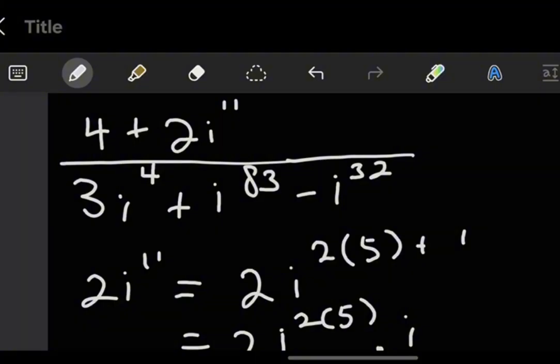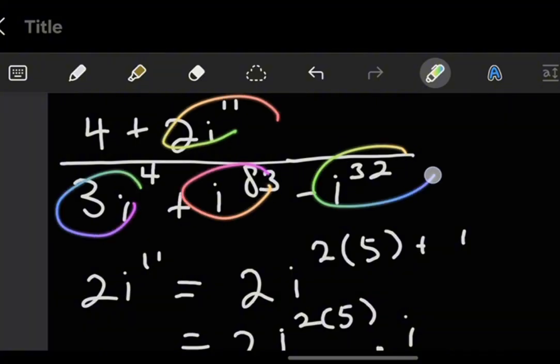Hi, I'm Nurul Ansha. I'm going to explain exercise 1.3 2C. The equation given is 4 plus 2i to the power of 11, divided by 3i to the power of 4 plus i to the power of 83 minus i to the power of 32. We can solve it one by one for the terms that have imaginary numbers.